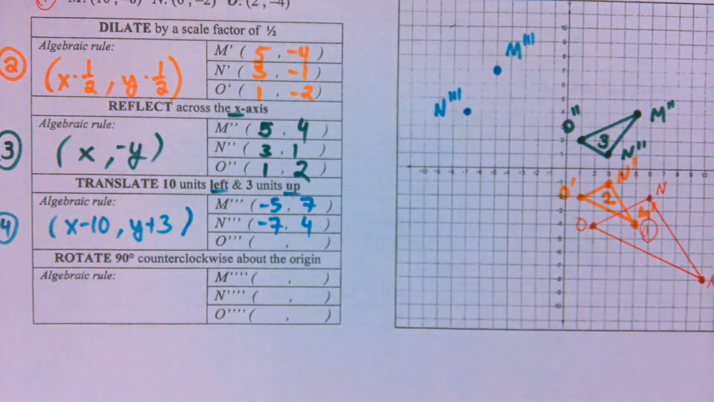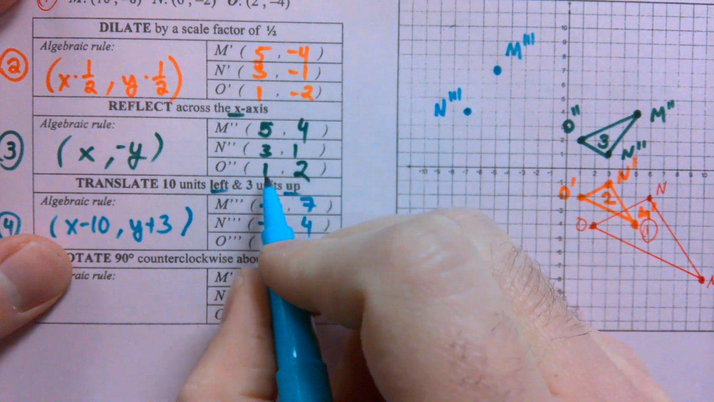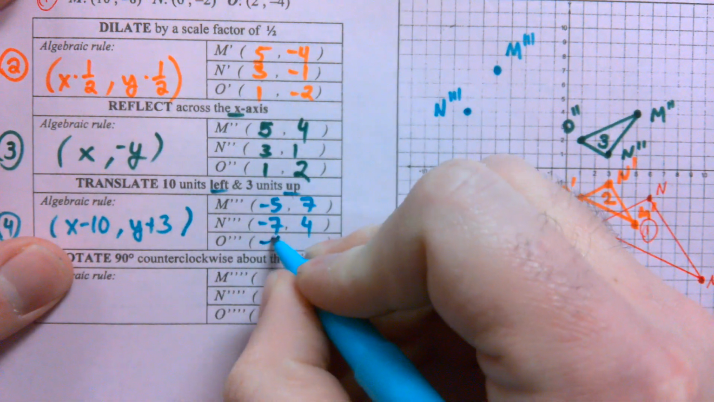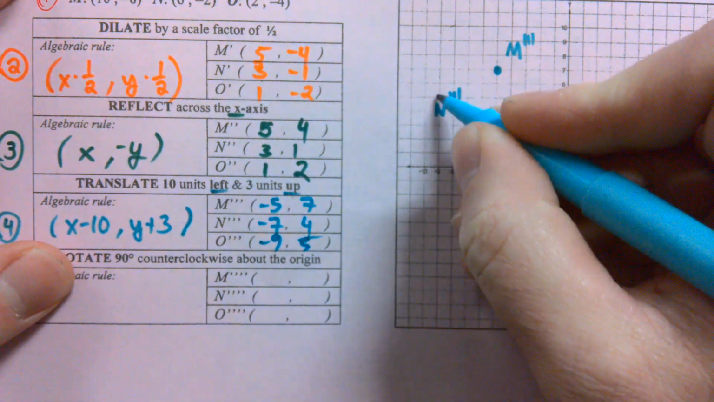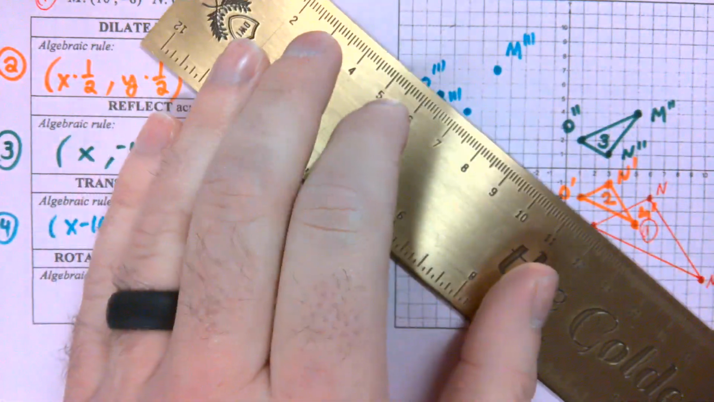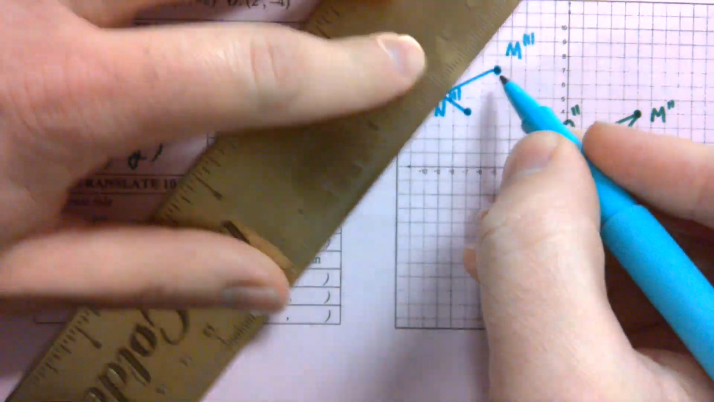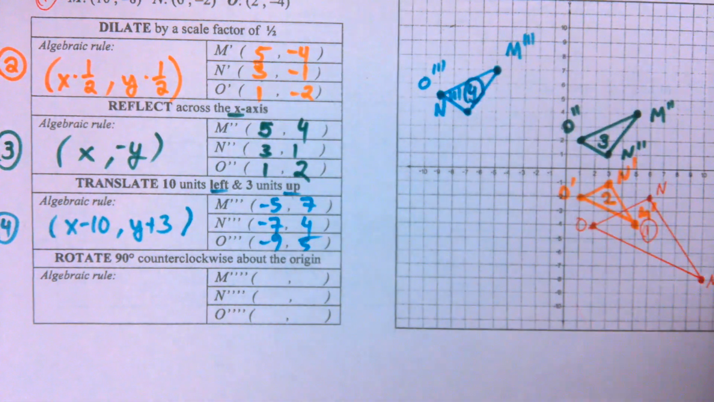Yeah, give me a second. Go ahead. So then the last one, O double prime, 1, 2. If I take 1 and subtract 10, I get negative 9. If I take 2 and add 3, I get 5. Negative 9 up to 5. So my O triple prime, I kind of muddied up the labels, but that's all right. And there's my triangle number 4.